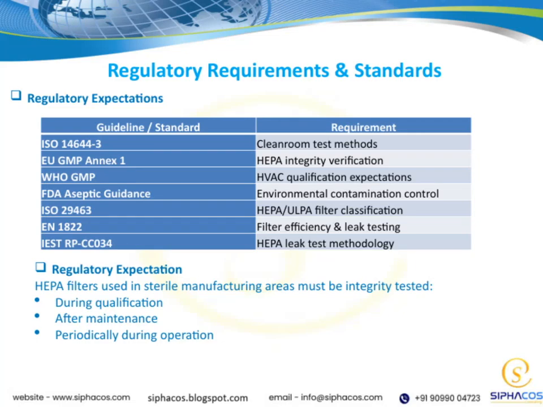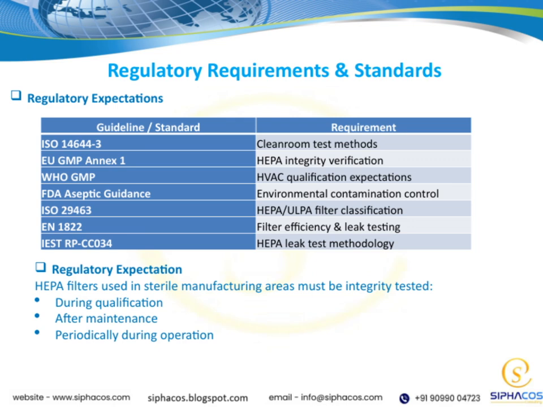Now, let's take a closer look at the regulatory expectations surrounding HEPA filters in sterile manufacturing areas. It's essential to understand that these filters must undergo integrity testing at several key stages. First, during qualification, we verify that the filters meet the required standards before starting production. Then, after any maintenance activities, it's crucial to retest to ensure the integrity hasn't been compromised. Additionally, periodic testing during operation helps maintain ongoing assurance of filter performance.